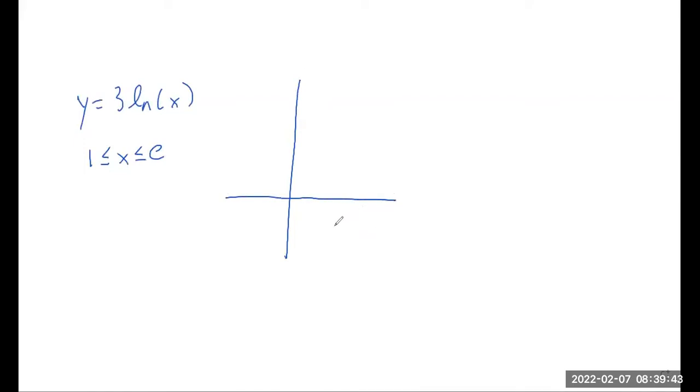So 3 natural log of x is going to look something like this, more or less. That's a natural log. The 3 stretches it by a factor of 3. And since I didn't actually put any units on here, we can call that good, right? So we've got y equals 3 natural log of x, and we're between 1 and e.